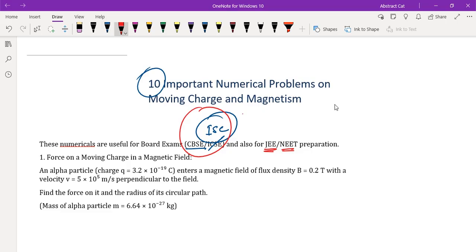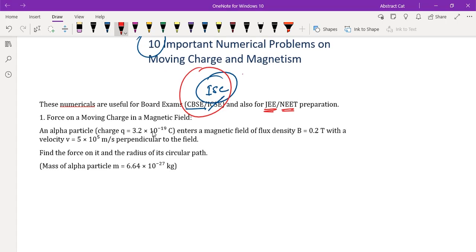This is also a recap of all the portions we discussed. All the moving charge and magnetism portion is covered here. You can call it a recall lecture on solving numericals. So here, question number 1, the force on a moving charge in a magnetic field.